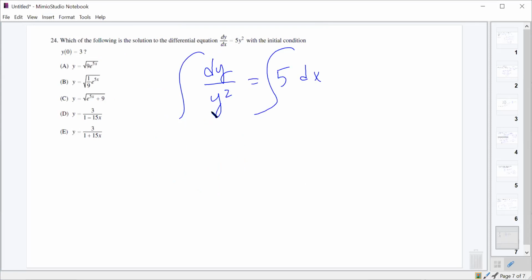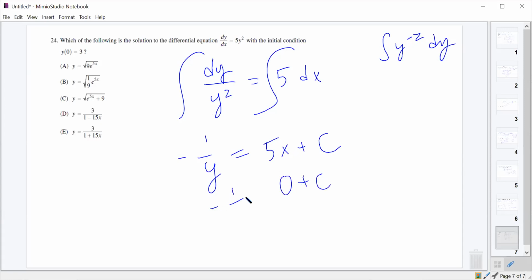You can rewrite this as the integral of y to the negative 2 dy and integrate that. It's negative 1 over y. It's negative 1 y to the negative 1. And this side becomes 5x plus your constant. When x is 0, y is 3. So we end up with a constant of negative 1/3. So we've got negative 1 over y equals 5x minus 1/3.